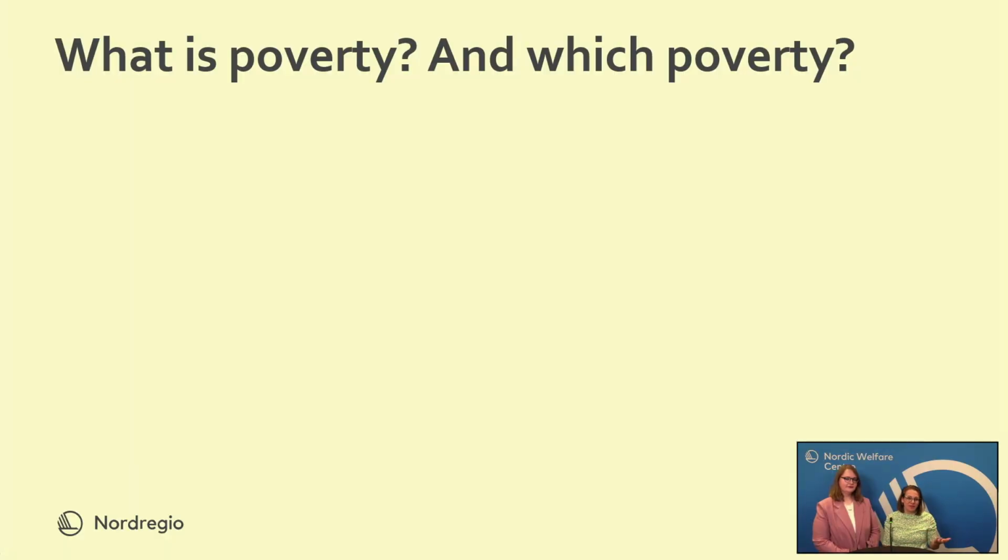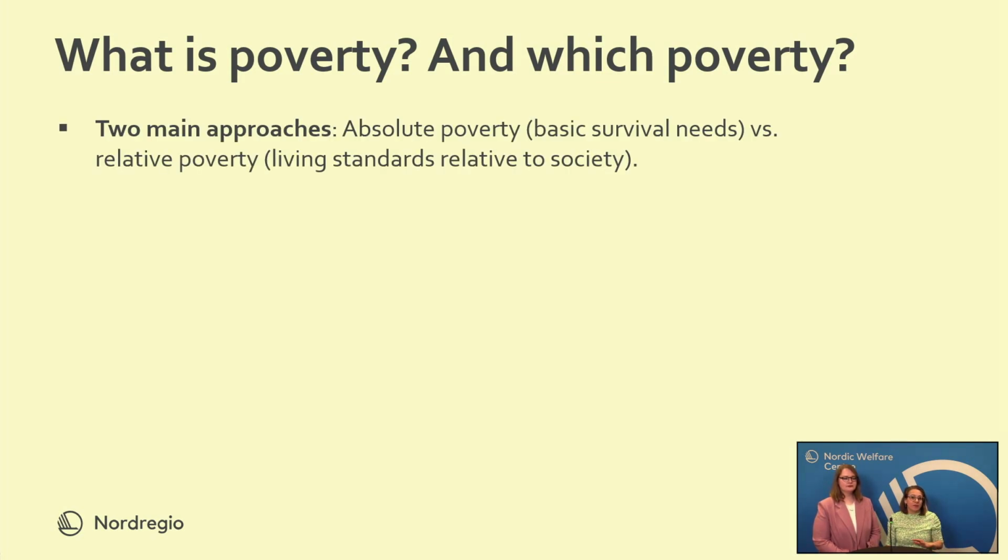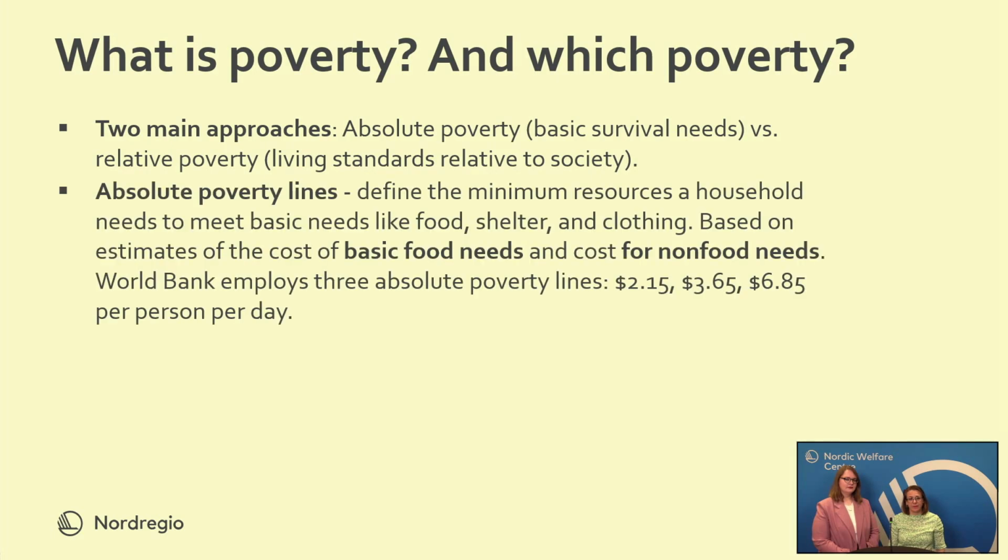So the first question that is asked is, what is poverty, and which poverty are we talking about when we talk about poverty? There are two main approaches to measuring poverty. The first one talks about absolute poverty, and that refers to the basic needs that individuals have, and these are survival needs. Whereas the other way to talk about poverty is relative poverty, and this is relative to the standard of living in a specific society.